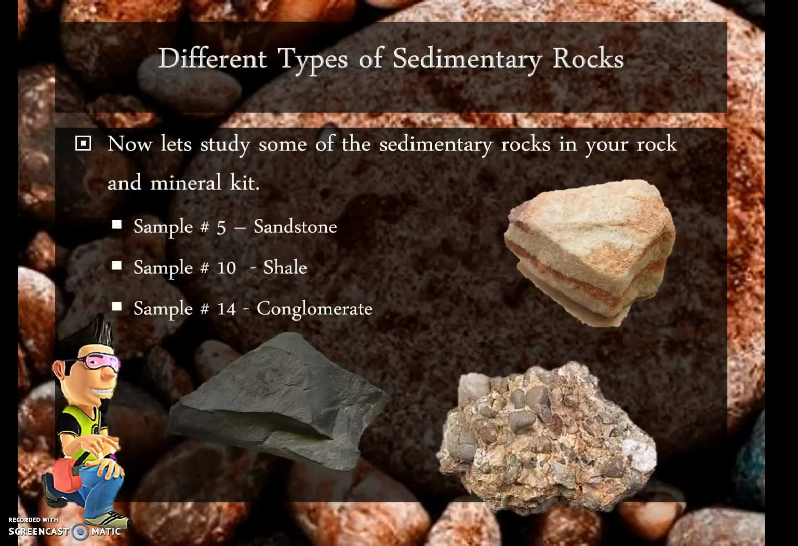So here's a few more different types of sedimentary rock. We have sandstone that we mentioned. This down here is sample number 10, shale, and sample number 14, conglomerate. And we're going to talk about them in a little bit more detail.